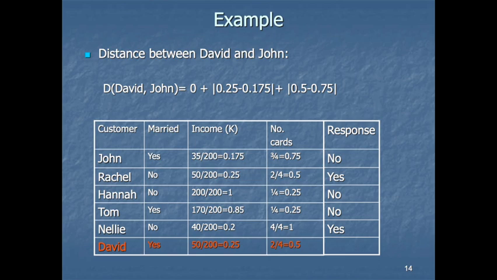The first 0 is because, whenever we have nominal features, which is the case for the first feature, married, and both are yes, the distance is 0. For Rachel, the distance for the married feature would be 1, because David is yes and Rachel is no. So whenever both are yes it is 0, and whenever one is yes and one is no, the distance is 1. Then you have to find the sum of all these absolute distances.